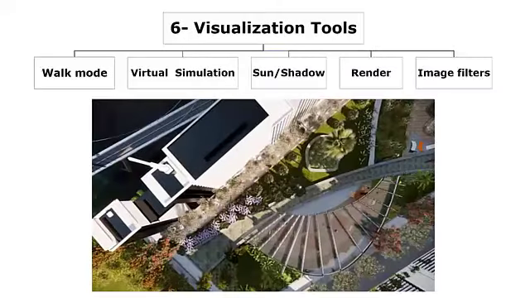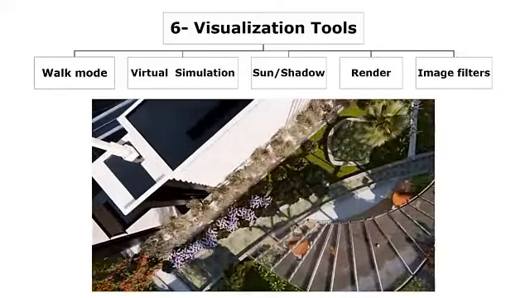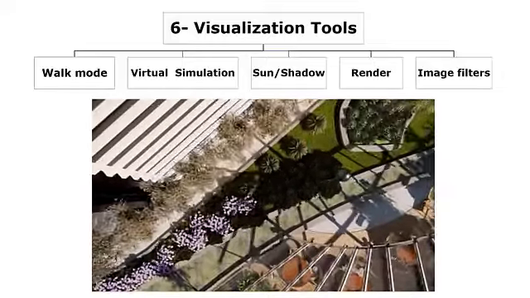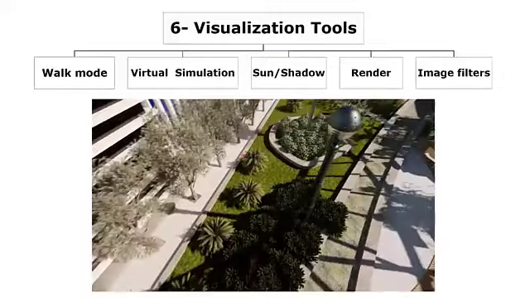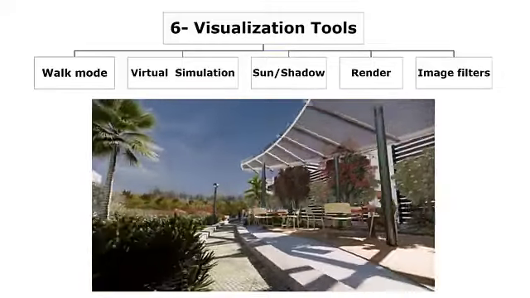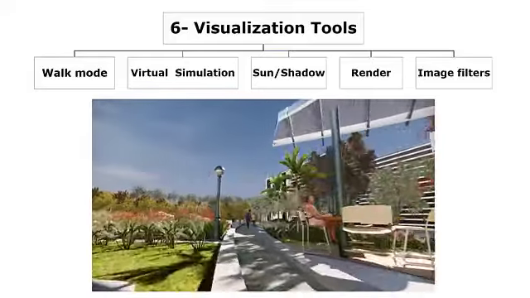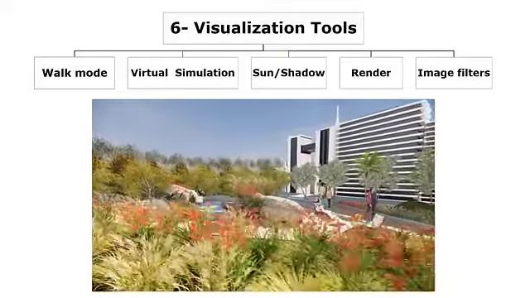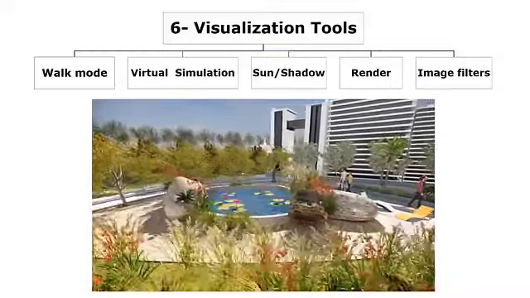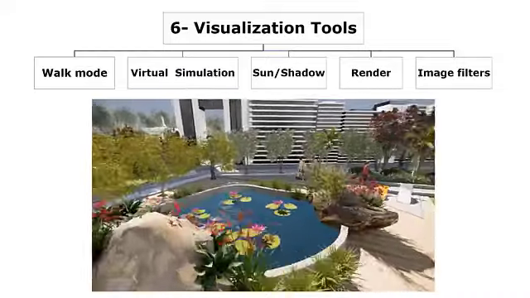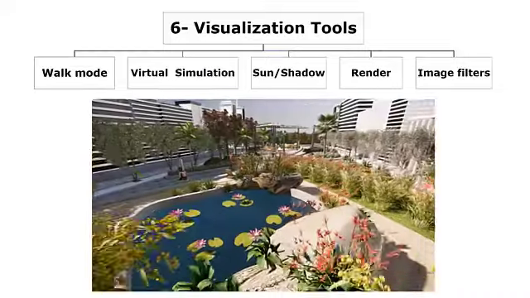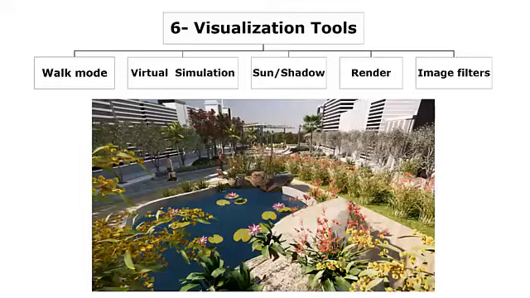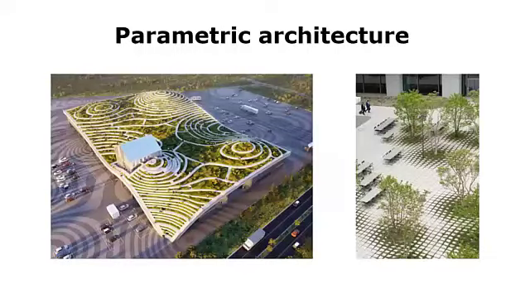For visualization, there are several modes and tools. There's VAC mode, visual simulation. There are sun and shadow tools. There are render possibilities with different compatible renders, and there's an image filter inside the program. The animation that you see here is a project modeled with landsdesign, and the animation is made with Enscape in this example. But there are several renders that are compatible, including Twinmotion, V-Ray, Lumion, and Enscape.